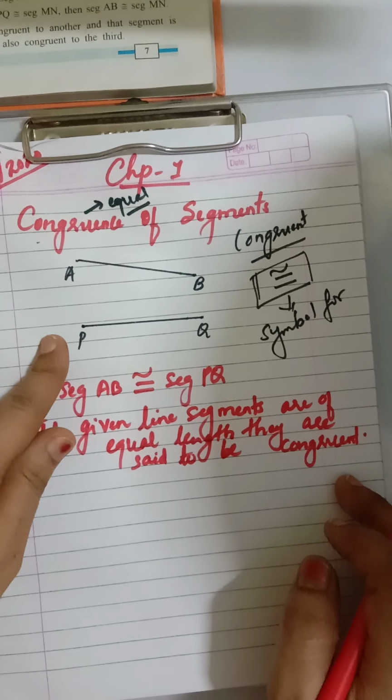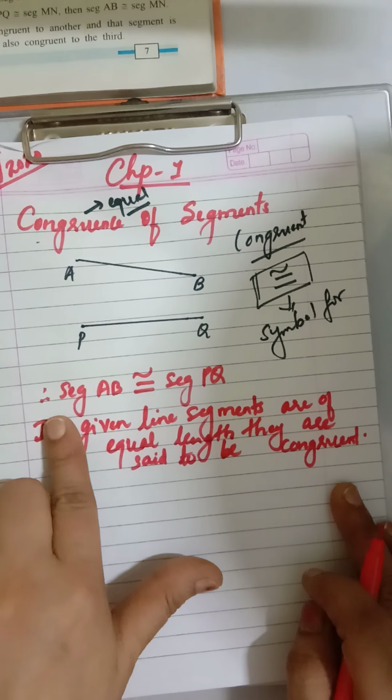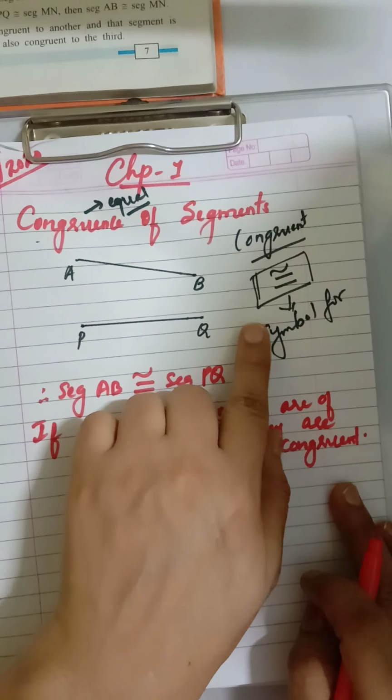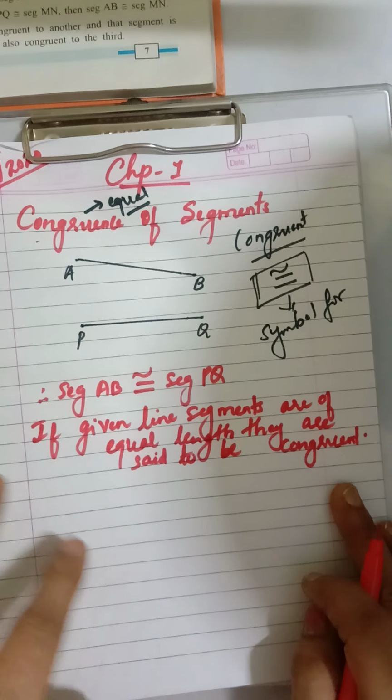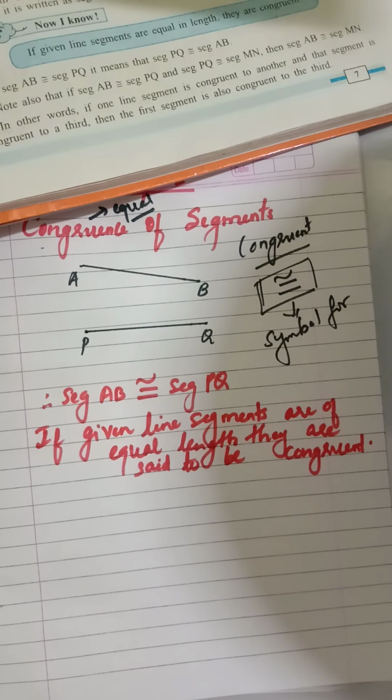Here, for example, we have taken segment AB and PQ, both are of equal length. Therefore, we have written segment AB is congruent to segment PQ. And for congruence, this symbol we are using. Okay, children, so this is about congruence of segments. Now, let us solve the exercise based on congruence of segments.